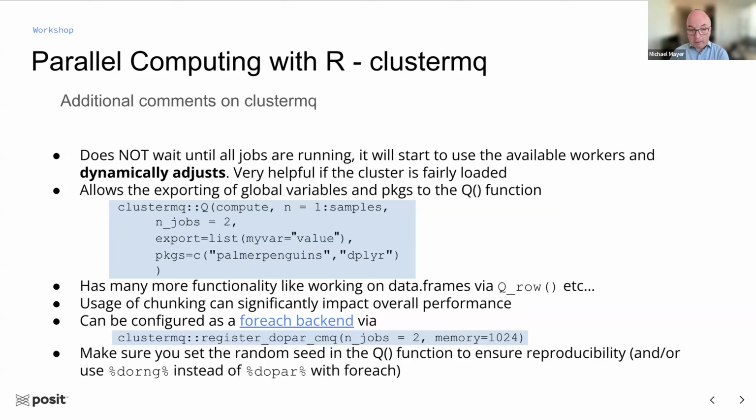And of course, ClusterMQ has much more functionality. For example, if you work a lot with data frames, then you can use the Q_rows function to do a row-wise calculation of things. I'll leave that up to you to figure out. And you also saw in my example, I'm using chunking. That will group batches of work together, and that can also impact the overall performance of your computations.